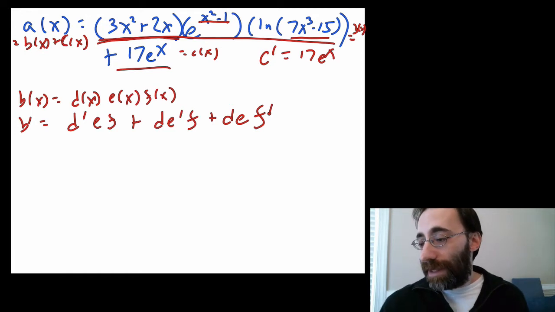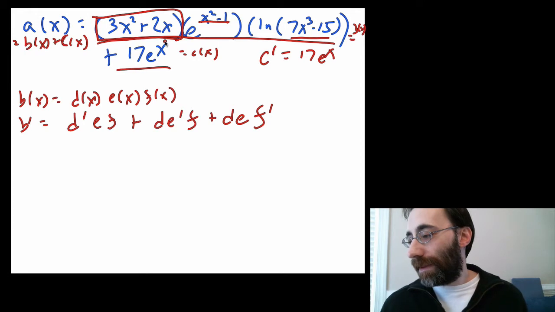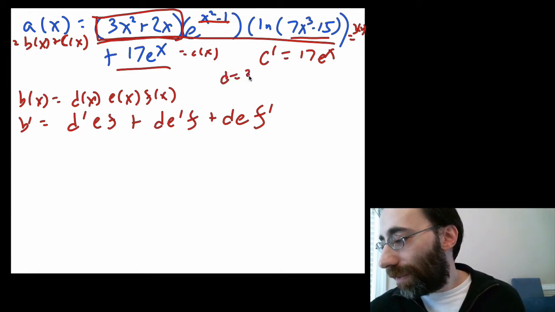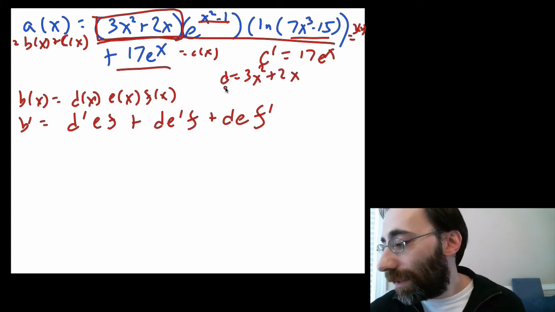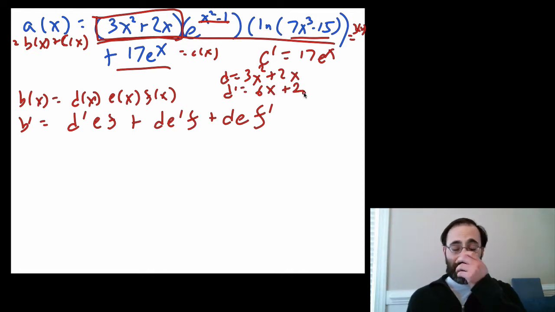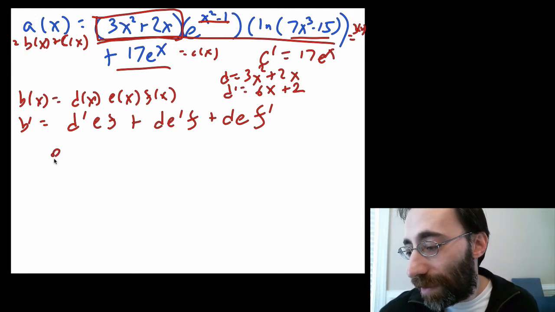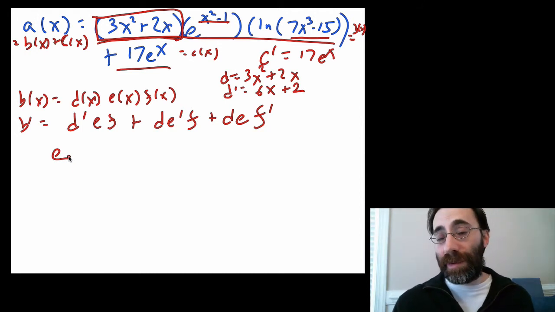Well, d is this thing over here. This is d. So d is going to equal 3x squared plus 2x. That prime, we know, it's a polynomial. We can differentiate that, and if that's still not clear to you, you'll do it by hand, write it out. Make sure you get that. That one's pretty clear. But e and f, right? So that's d prime. We can dispense with d for now, and d prime.